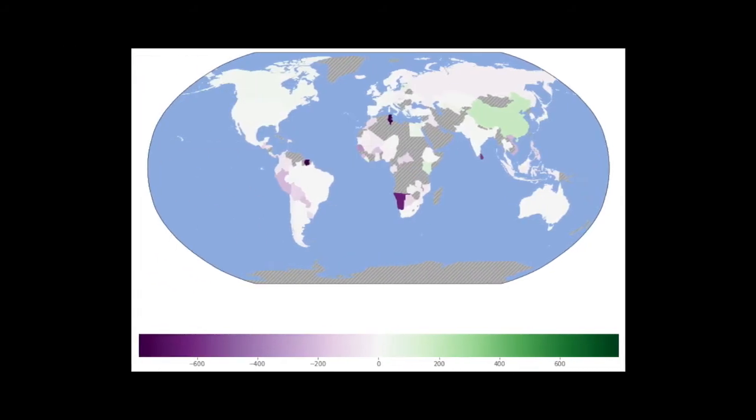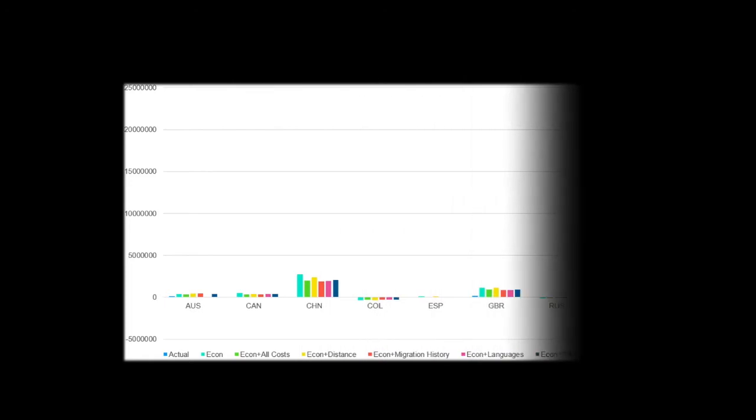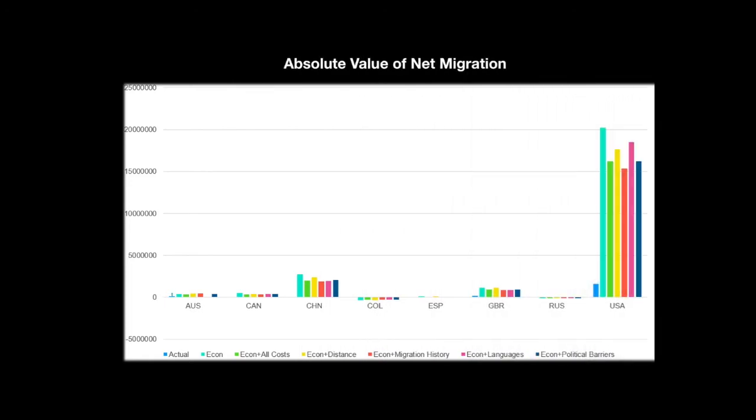This is the relative difference of immigration between predictions and actual. The green part means that we overpredict the immigration into that country. The greener, the worse the predictions. The purple part means that not so many people left that country as we had predicted. If we use the absolute value of relative difference to evaluate the effect of each factor on the result of the model, we can have those bar charts.